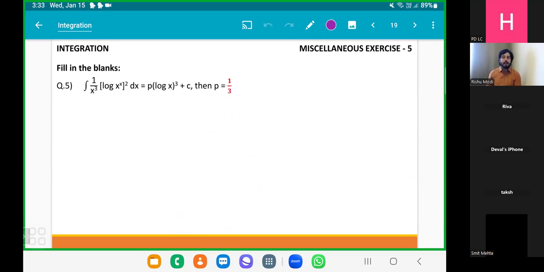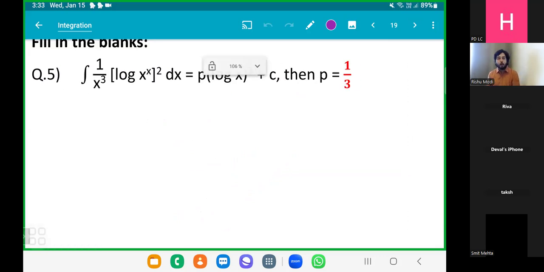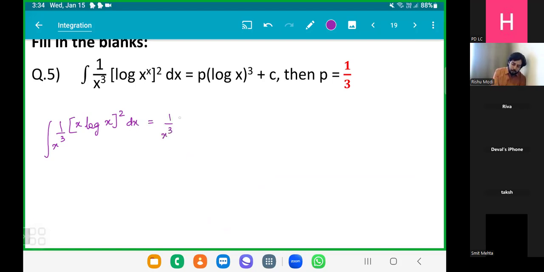Question number 5, you have to find the value of p in this. I will just zoom in on the part. 1 upon x cube log x raised to x square is the question, and you need to find the value of the right hand side, and in that also you have to find the value of p. Okay, so now we have the question. I can write the question as x log x the whole square upon 1 by x cube. I can open the brackets, so it will become x square log x the whole square.